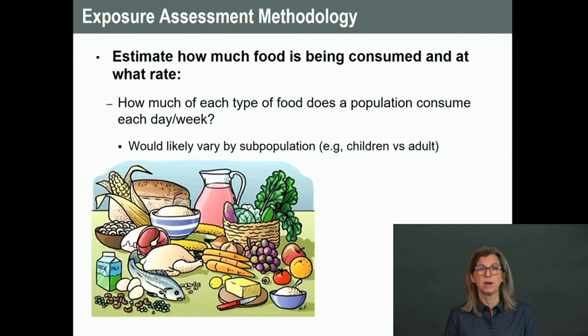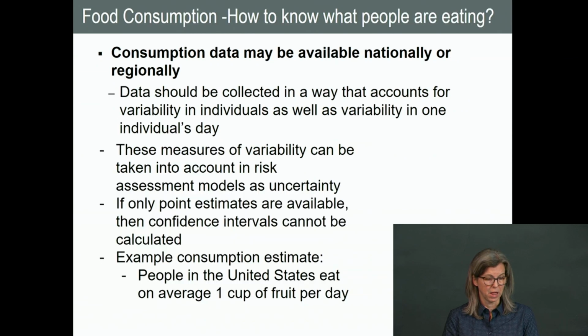You're likely to have different consumption rates by different subpopulations. For example, children versus adults, maybe elderly would have different rates of food. So knowing how to divide up the population and come up with those estimates based on different consumption patterns is an important part of this data collection, so that you're making sure that you have data from each of the relevant subpopulations. So there might be consumption data available nationally or regionally.